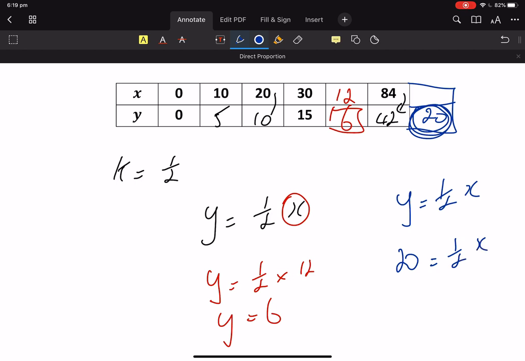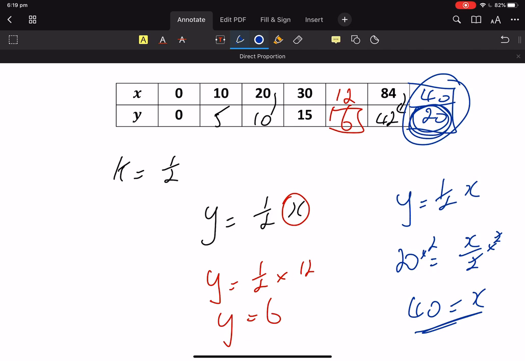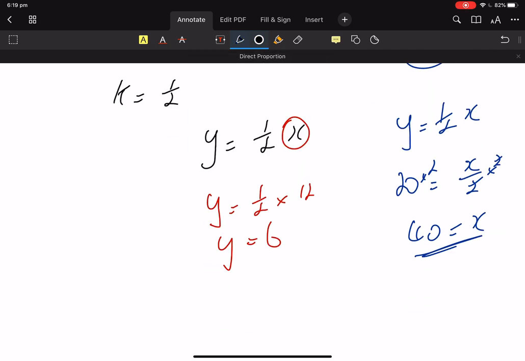I'm going to get rid of this half. Because it's algebra, I'm going to write that like x on 2, and I'm going to get rid of the 2 by multiplying by it, and 40 equals x. We can see that from the table clearly, but that's our algebra.